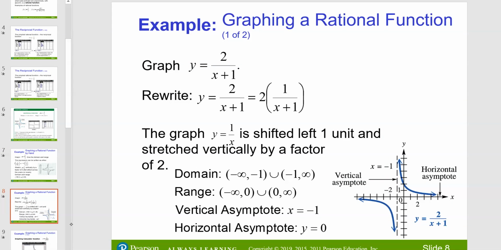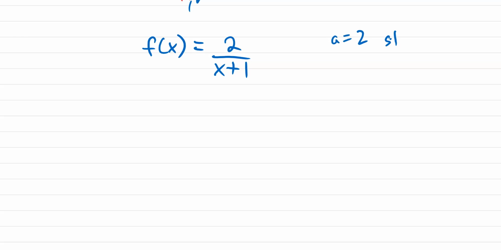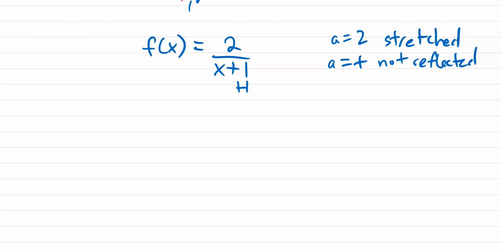What if I made it 2 over x plus 1? Well, depending on, again, I know what this looks like. It's going to be, a is a 2, so it's going to be stretched by a factor of 2, but this time it's not reflected, since the a is still positive. Okay? But what is this 1? Well, that is our h. What is our k, right? It's supposed to be plus k. Well, our k, since there's nothing there, is equal to 0.